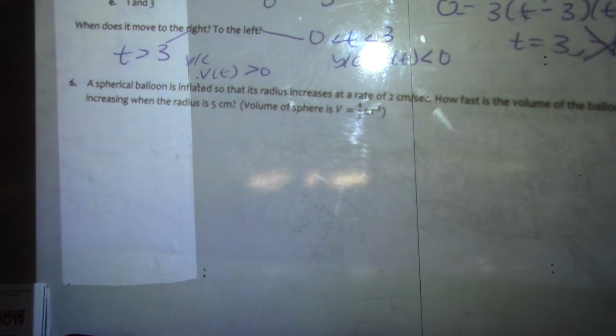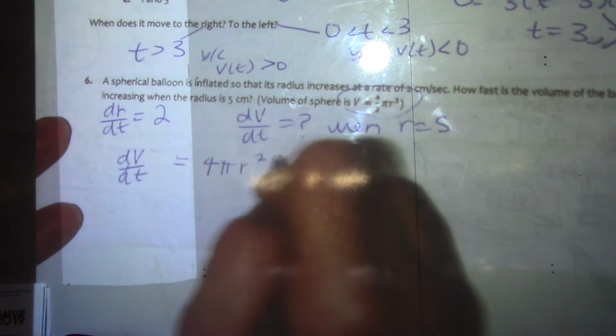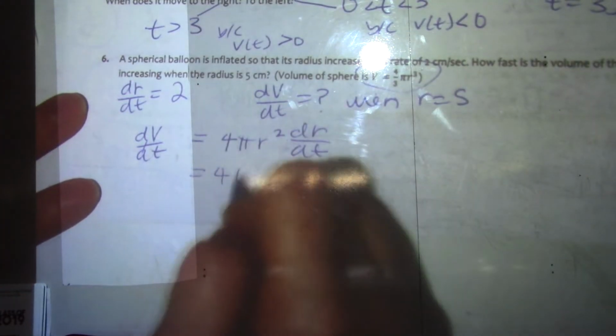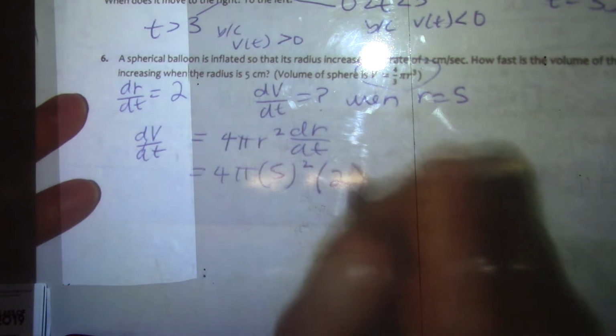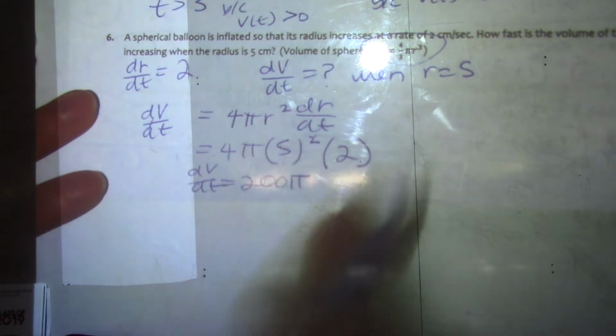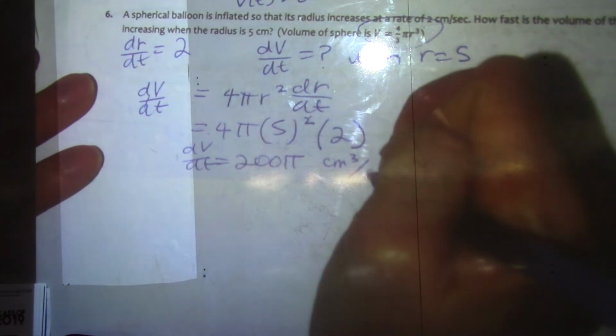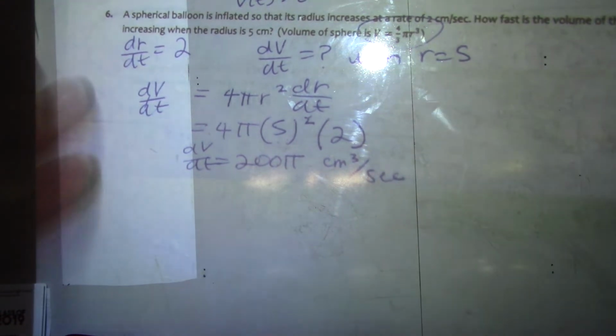A spherical balloon is inflated so that its radius increases at a rate of 2 centimeters per second, so dr/dt equals 2. How fast is the volume increasing, so dV/dt is my unknown, when r equals 5. I already have the volume equation, so I take the derivative with respect to time. So dV/dt equals, the 3 from r cubed would come down, 4 pi r squared times dr/dt. I'm looking for 4 pi times 5 squared times dr/dt. So that's 25 times 2 is 50, times 4 is 200 pi dV/dt. So what this is saying is that the volume is increasing at a rate of 200 pi cubic centimeters per second when the radius is 5 centimeters.